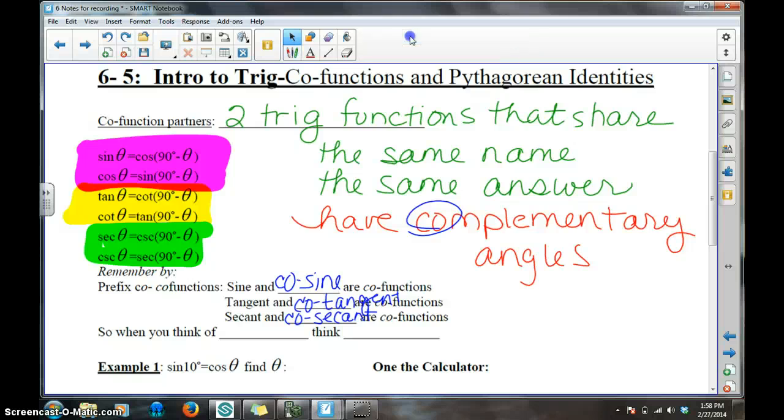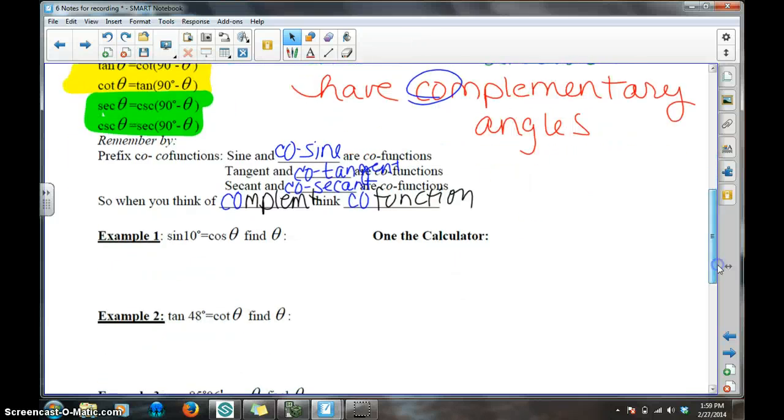So if you can just keep in mind that when you think of complement, think co-function. And that means that one of the two functions is going to have the co in front of it, and the other one's going to be the same exact word without the co. A little bit hard to see there because I'd used the black. Sorry, JS. All right, so generally speaking, there's not supposed to be an E here.